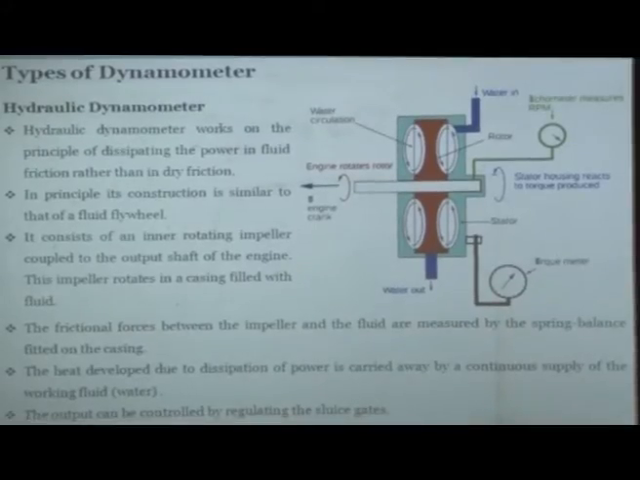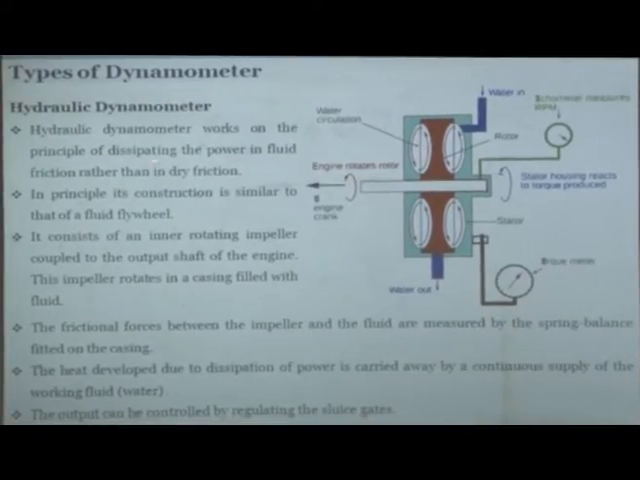Okay? So the hydraulic dynamometer works on the principle of dissipation of power in fluid friction rather than dry friction. One of the problems with the earlier two dynamometers is that they use dry friction. Dry friction, if it gets heated up, is affected by temperature. If you are using a fluid, at least by controlling the flow rate, you can make sure that the temperature remains under control. So the friction does not change. Okay?